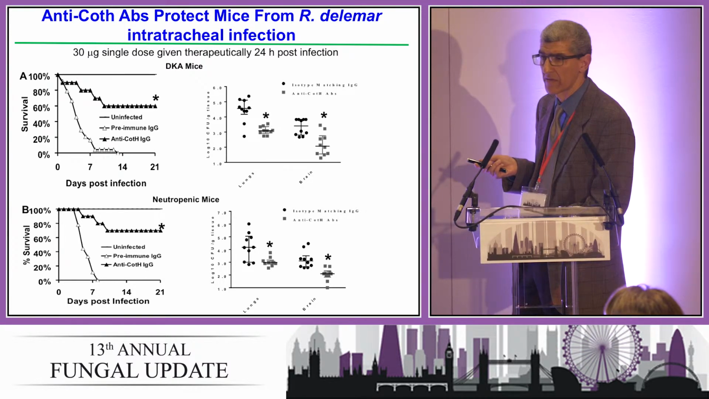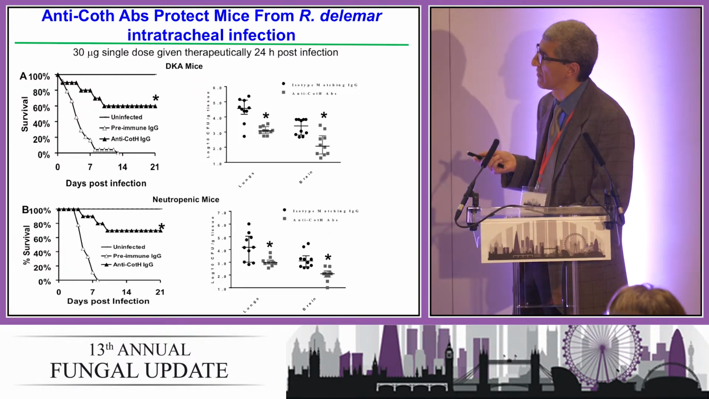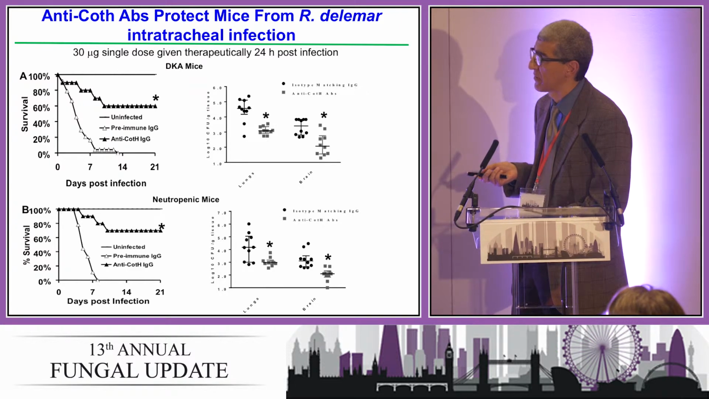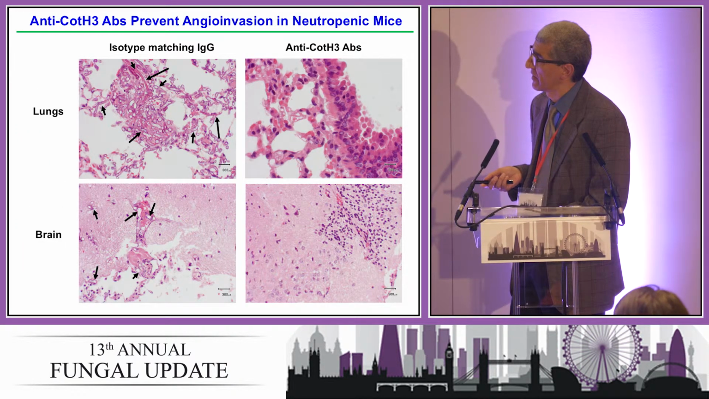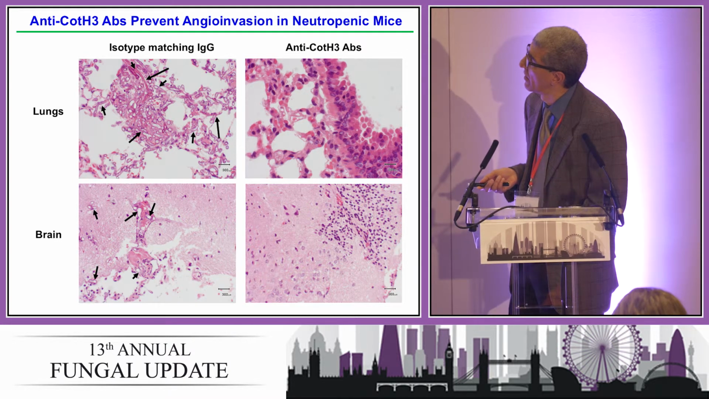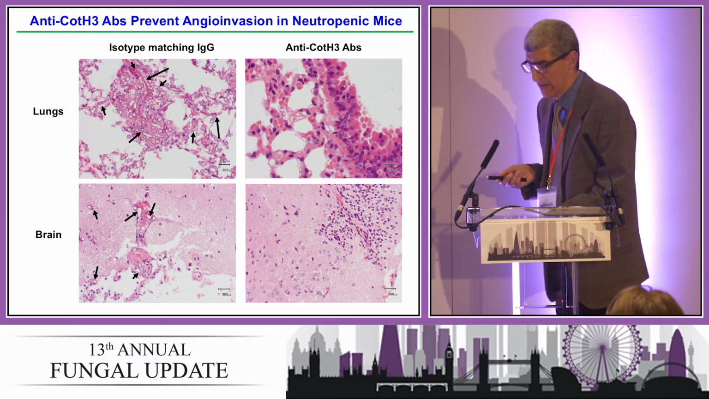These are rabbit polyclonal antibodies. Again, this also coincides with a reduction in the target organs, lungs and brains. Same thing in neutropenic mice. So these are extremely protective in neutropenic mice as well, to the same extent. The most important thing here is, here you go.